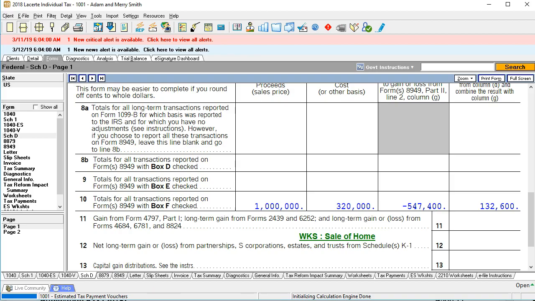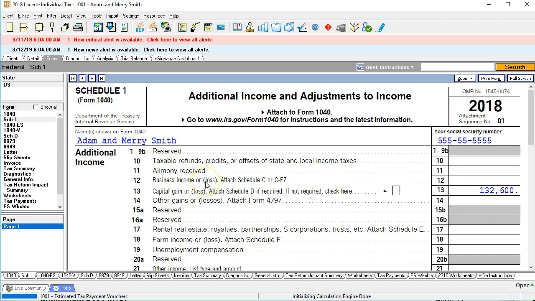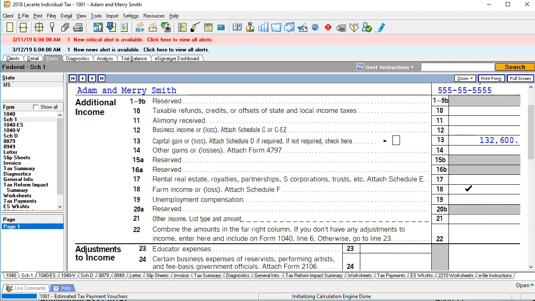And that amount then will flow to page 2 in the part 3 in the summary. It'll also go up to Schedule 1. So this is a new schedule in 2018 where we have line 13, which shows the capital gain or loss, where it says attach Schedule D if required. If not required, check here. So we have the Schedule D attached. We just looked at 132,600. That then sums up down here and is then brought over to the form 1040.